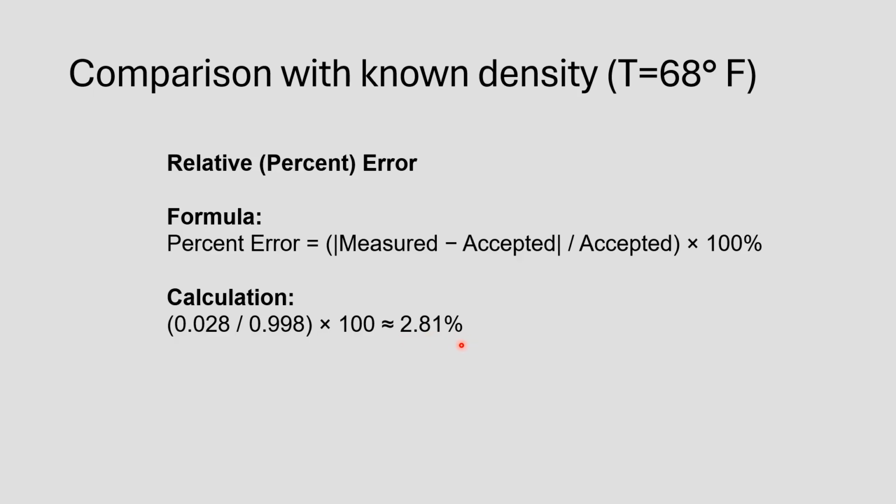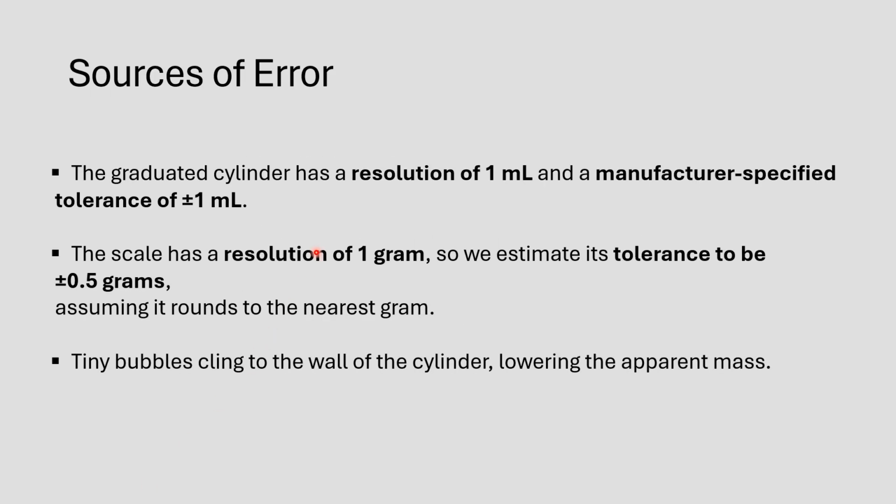Now that's a fair amount of difference from this simple experiment. So we have to always look at our sources of error anytime we do an experiment to see what possibly went wrong. Okay, the graduated cylinder I used was not that expensive. It was plastic, and it had a tolerance of 1 milliliter, and the gram scale that I was using had a resolution of 1 gram, which gives us a tolerance of about half a gram. Usually, if you don't know what it is, you divide by half because it has to round.